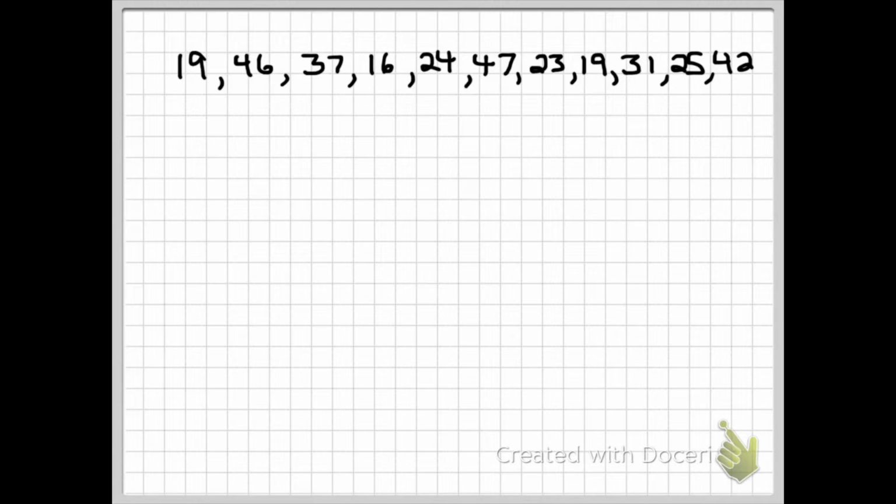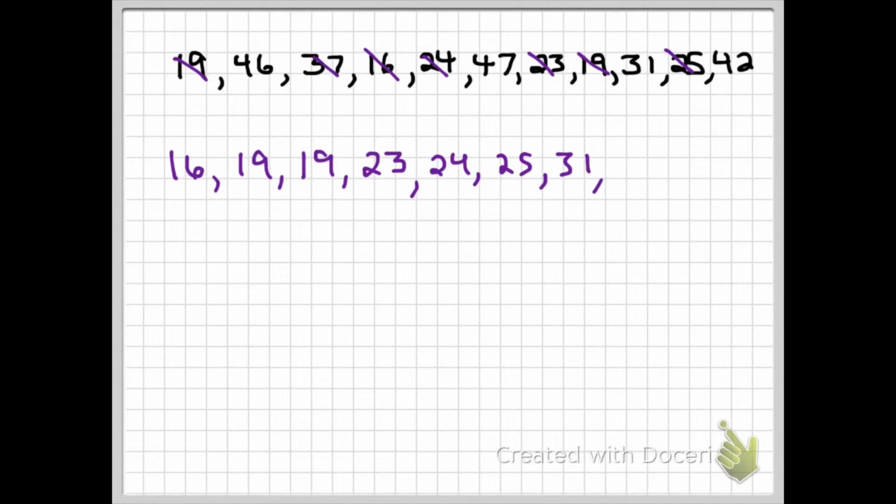So let's go through here. We'll look for our smallest number, which was 16. Our next number is 19, and we are going to list both of those. Just because they repeat, we don't skip them. And then we have 23, and then 24, 25, and then we're jumping to 31, 37, 42, 46, and then 47.